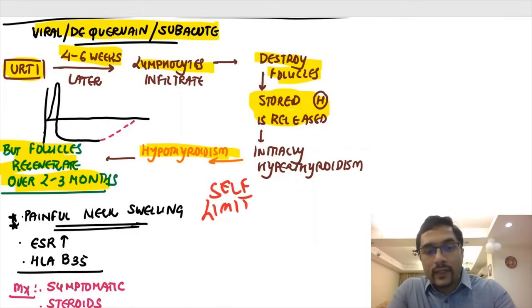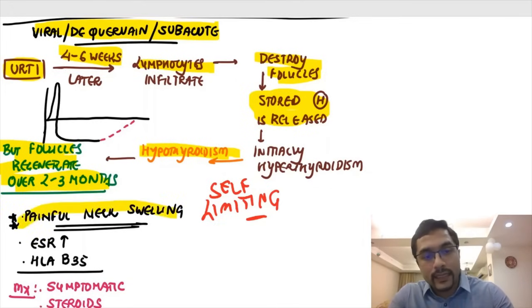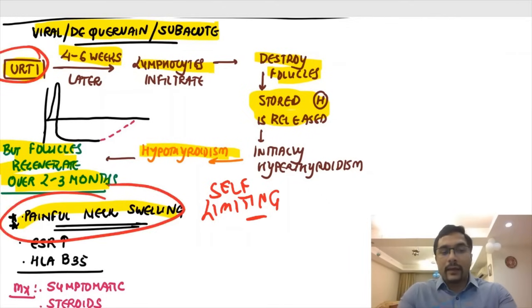It starts after a viral infection, but after 2 to 3 months, the patient is fine. The patient is going to have a painful neck swelling. That is the key, and upper respiratory tract infection. These are the two keywords which you should look for. And the management is mainly symptomatic, and you can put the patient on steroids if the symptoms are severe.